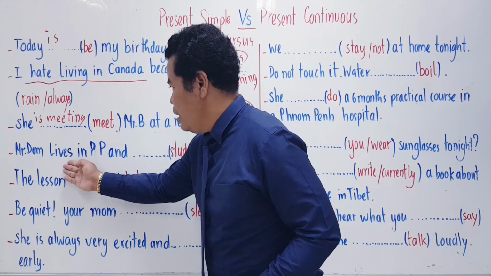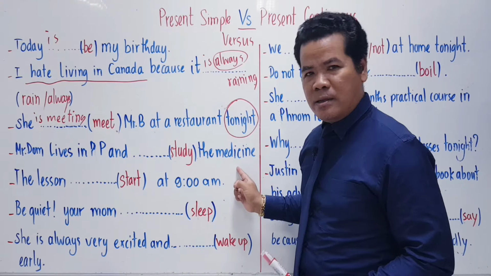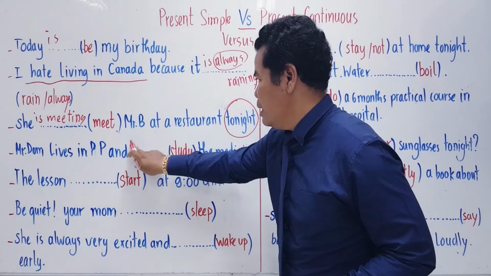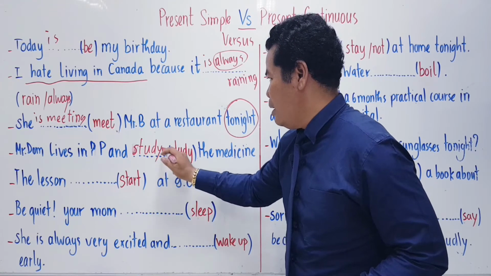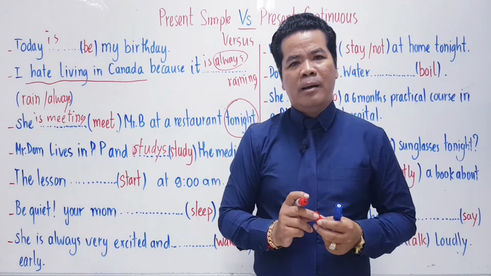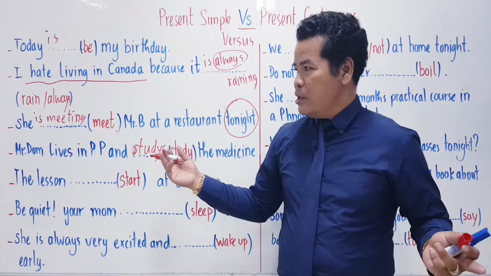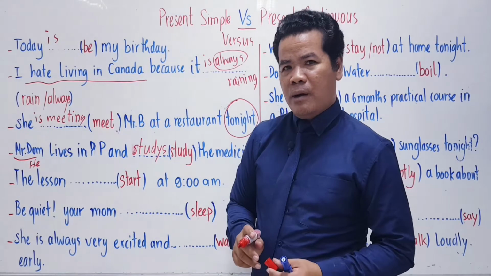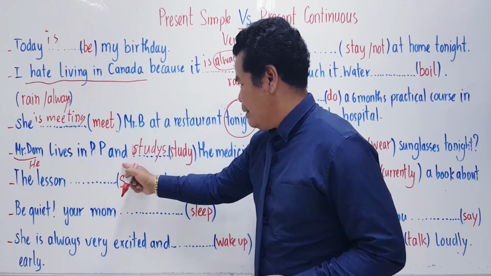Mr. Dom lives in Phnom Penh and studies the medicine. So what is the word study? Okay? Can I write studies this way? You remember about the form of the present simple? Used with the third person singular subject. So where is the subject? Mr. Dom. We use pronoun he, stand for Mr. Dom, right? And you say Mr. Dom lives in Phnom Penh and studies.